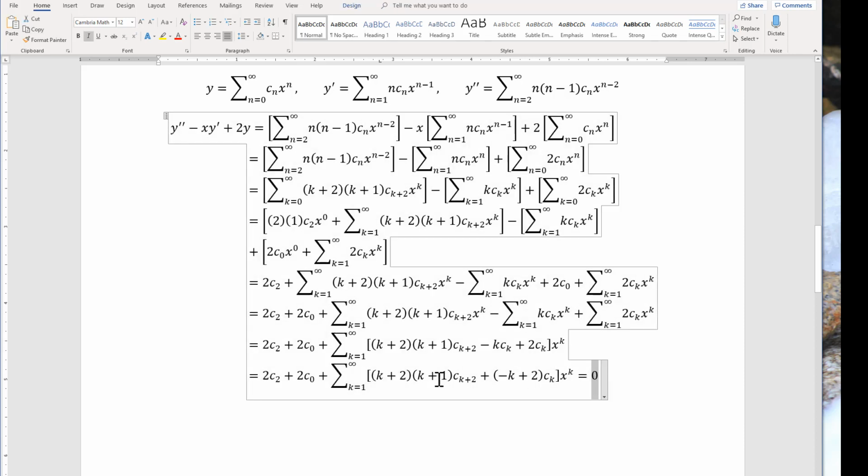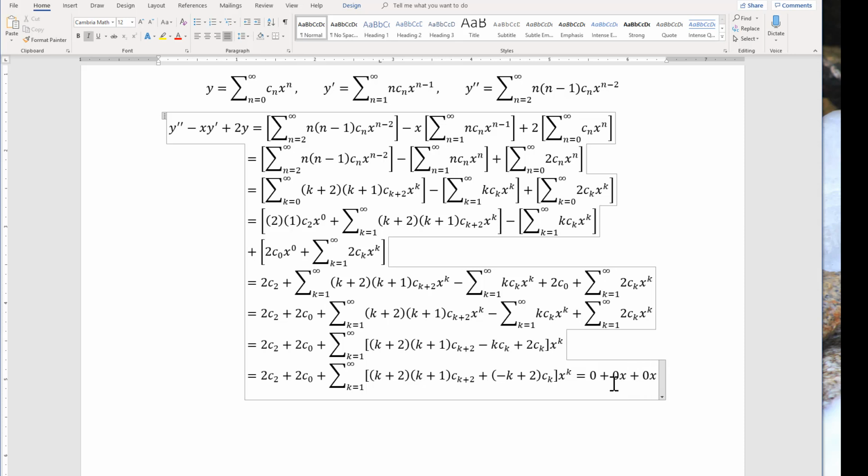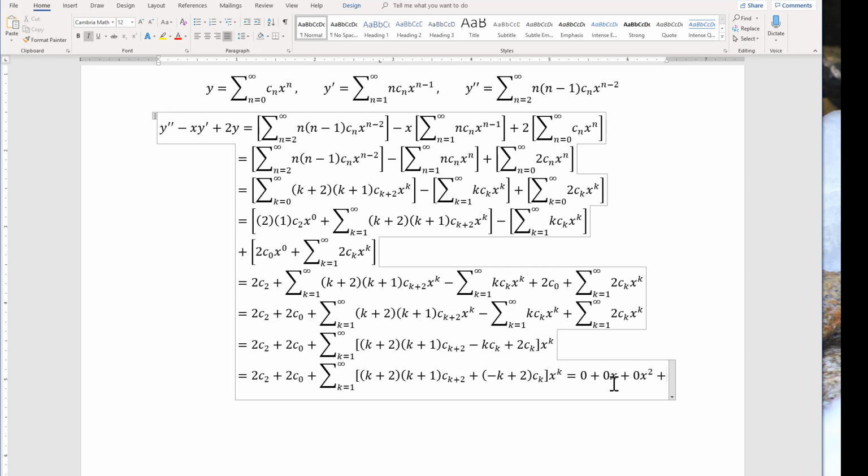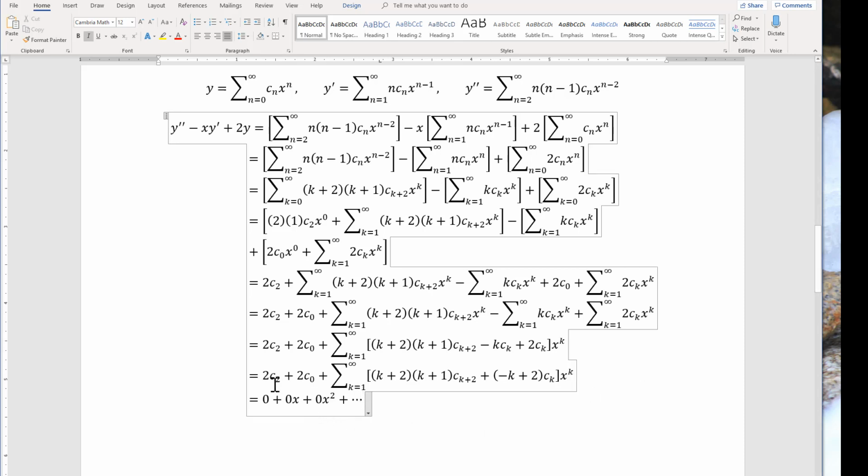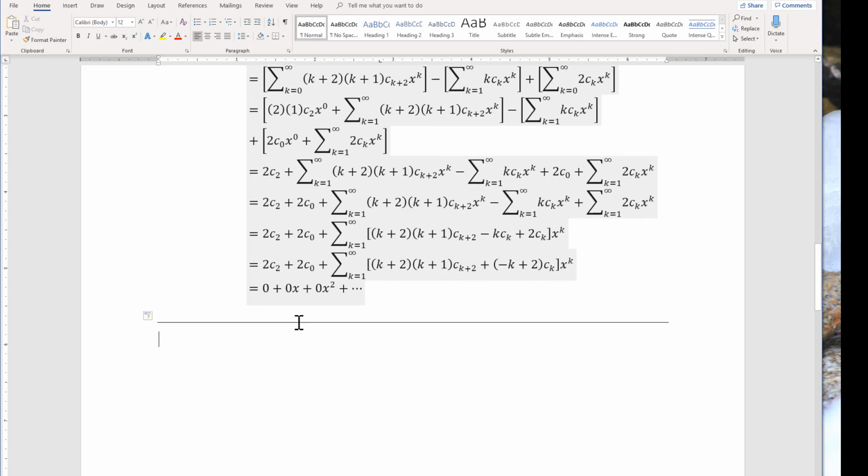This is all equal to 0, which means each of these is a coefficient. This is the constant term. When k is equal to 1, that's the linear term. When k is equal to 2, that's the quadratic term, the x squared term. And this is supposed to be equal to all this stuff, so plus 0 times x plus 0 times x squared, etc. So that we're going to have equations that we're going to set up. All right, so that's our first part. And now our second part is setting them all equal to 0 and then seeing what we're going to get.